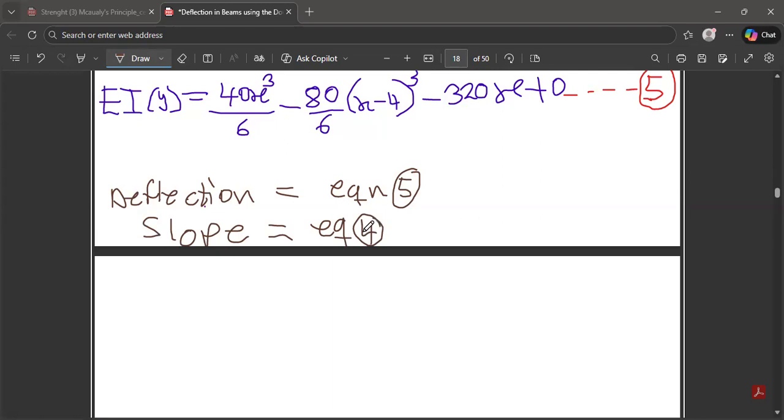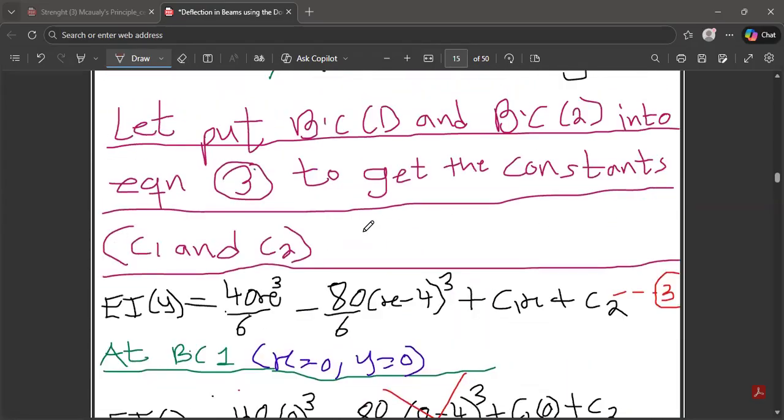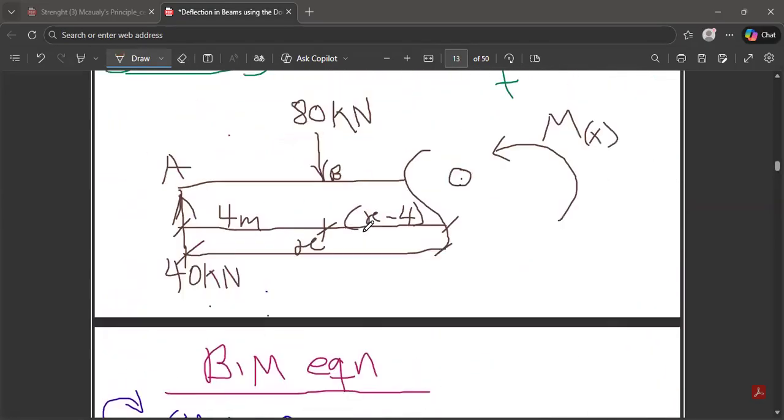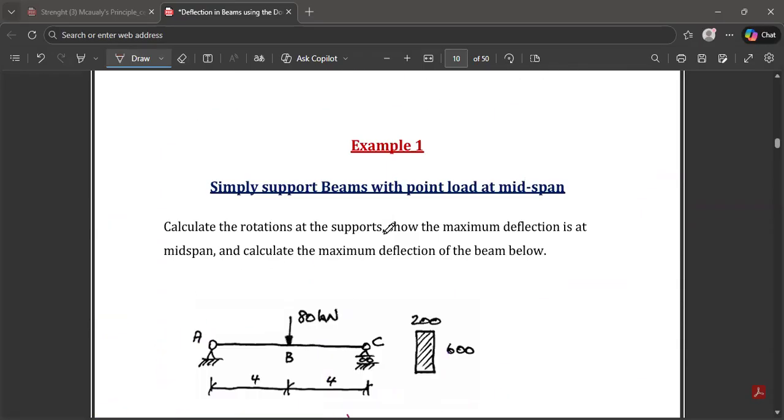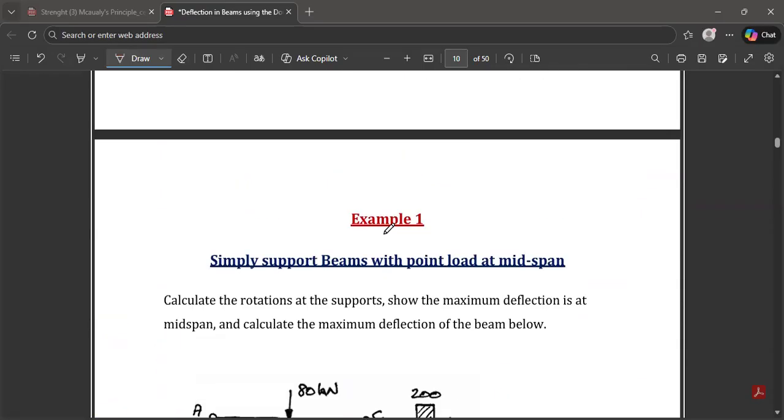Before we proceed, let's quickly move back to our question and come back. I remember the question says we should calculate the rotation at the support and the maximum deflection at midspan. So for the rotation at the supports, I will only calculate one for you because of time. I can calculate the rotation at support A, and you calculate the rotation at support B and come and show it to me.